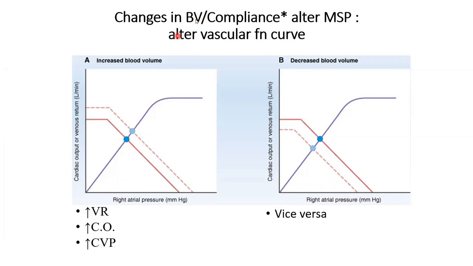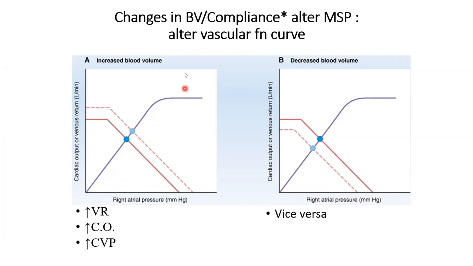The same result can be achieved without changing the blood volume, but by constricting the veins. The same three parameters will behave in the same way if you bring the unstressed volume stored in the veins into duty, into stressed volume, and it will shift the curve to the right, and the same things will happen.